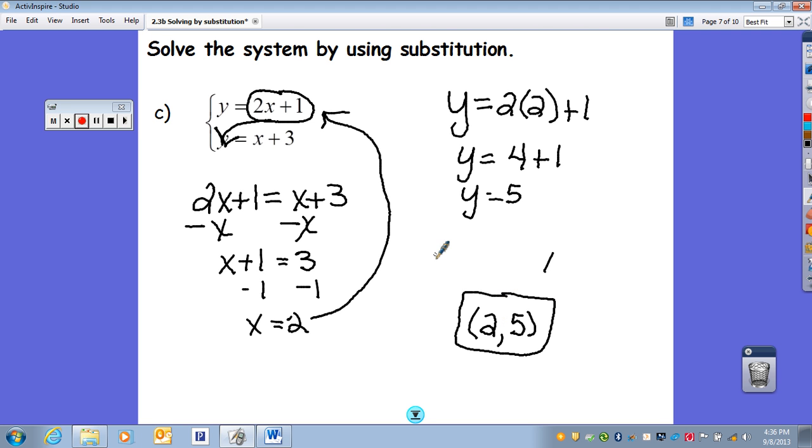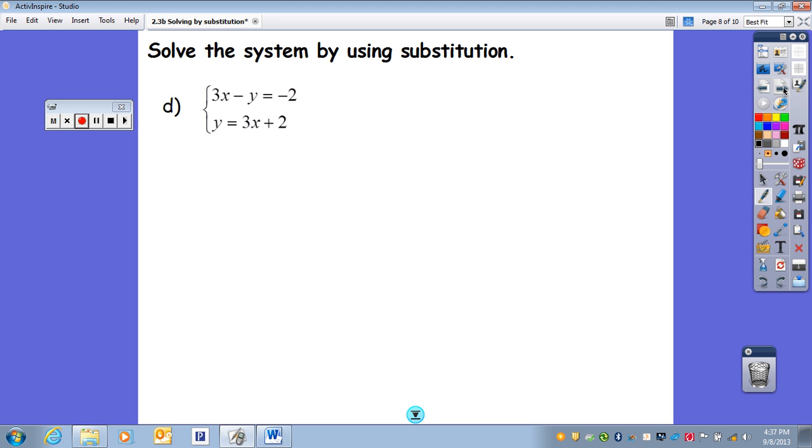I can take that and plug it into my second equation just to be sure. 2 plus 3 is equal to 5. It works, and it's the solution to my system. Let's take a look at this example.